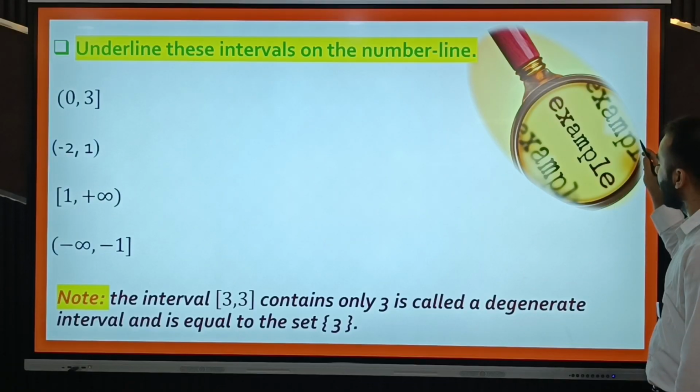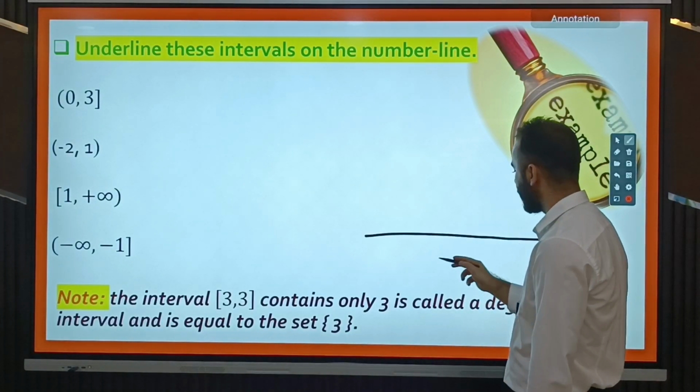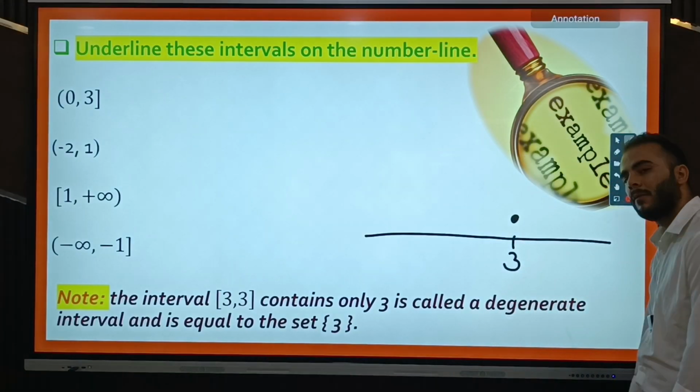And how are we going to show it on a number line? You might ask me. Okay, imagine this is our number line, so number 3 is here, so it's going to be only a single spot, a single point.